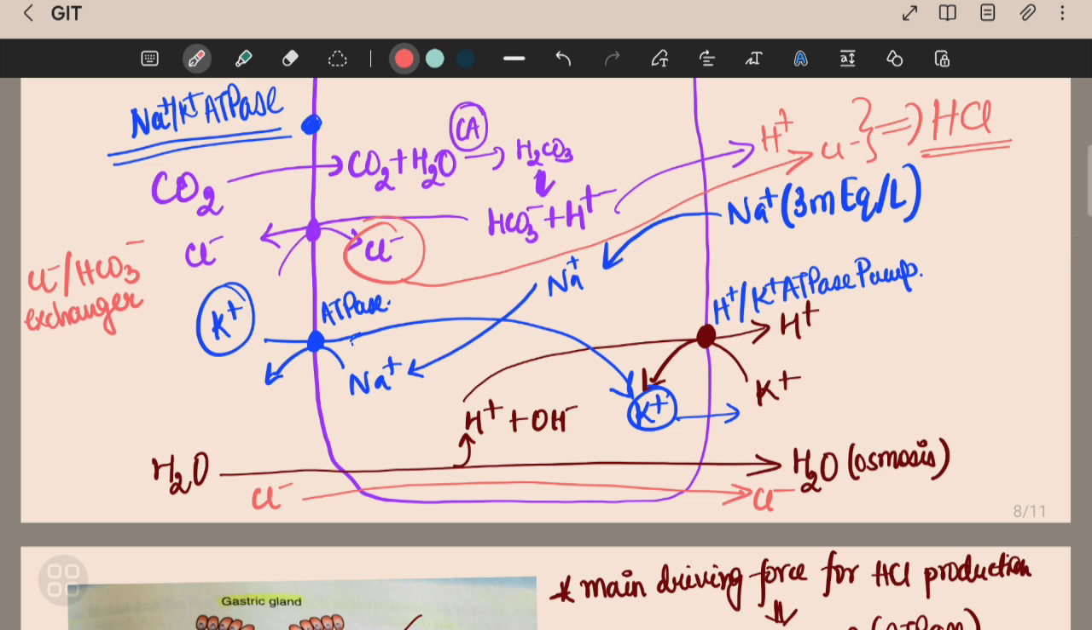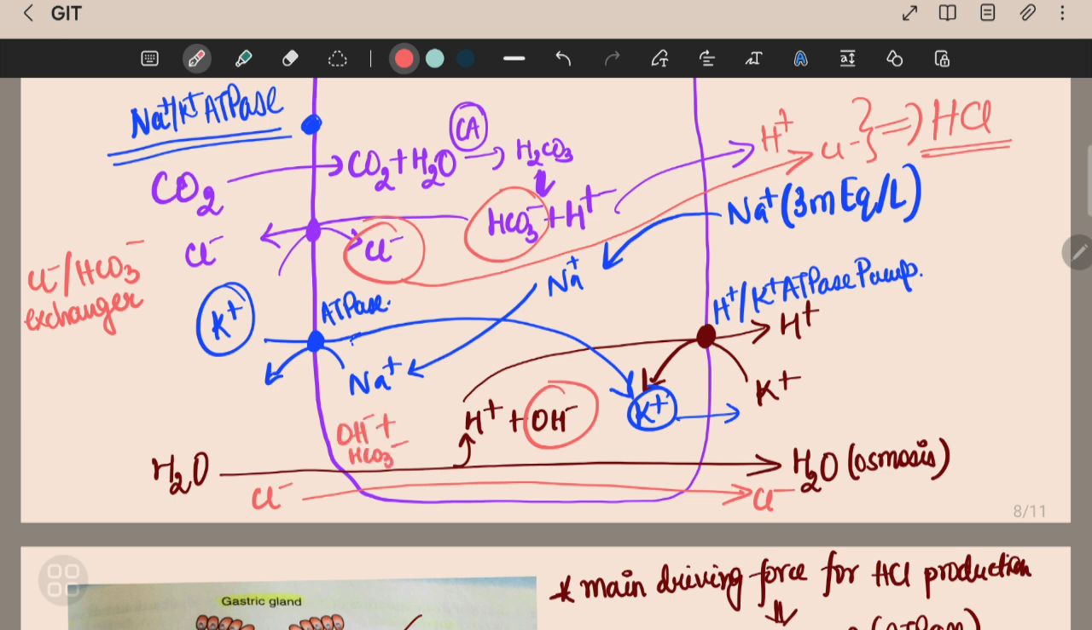So pumping of H plus out of the cell by the hydrogen potassium ATPase permits hydroxyl ions to accumulate and combine with carbon dioxide to form bicarbonate. So this OH which was present is also converting and adding and forming bicarbonate, which is exchanged. This OH minus comes in contact with carbon dioxide and forms bicarbonate.